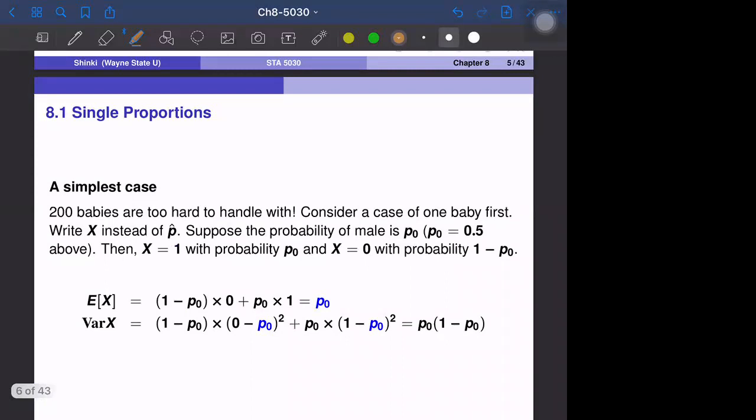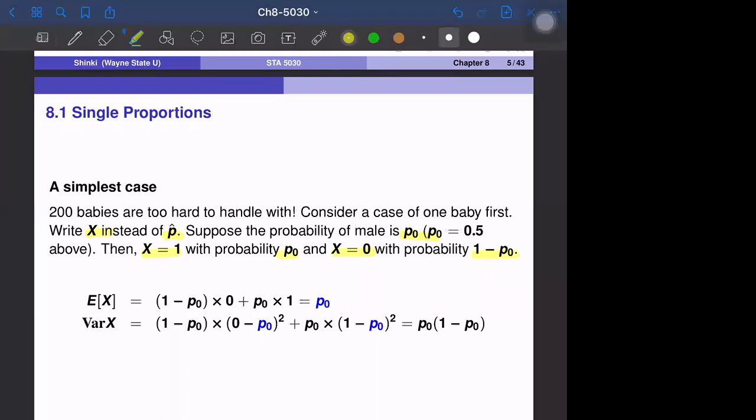Okay, so we want to get the expectation of p hat and the variance of p hat. At first, think about the simplest case, where the sample size is 1. 200 babies are too hard to handle, so consider the case of 1 baby first, and write x instead of p hat. Suppose that the probability of male is p naught, which is 0.5 in the above assumption. x is equal to 1 with probability p naught, and x is equal to 0 with probability 1 minus p naught.